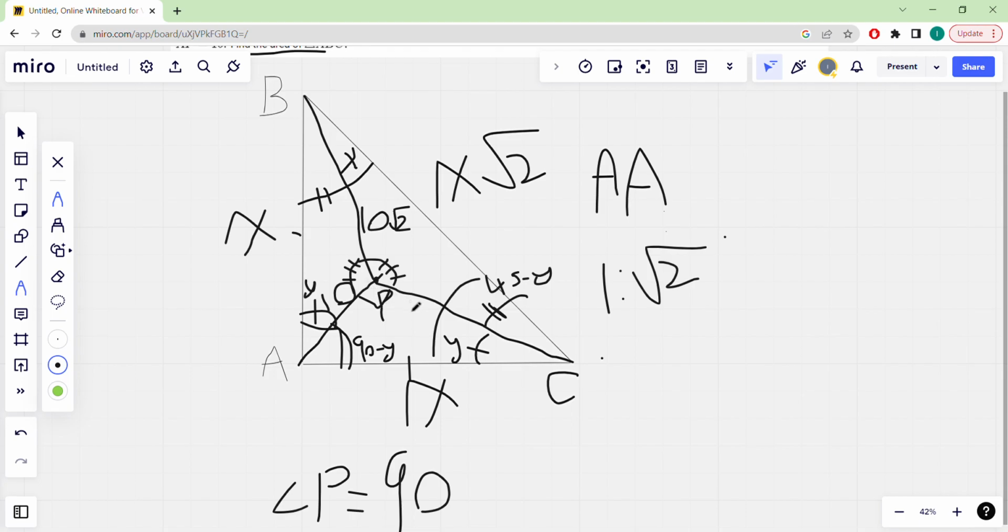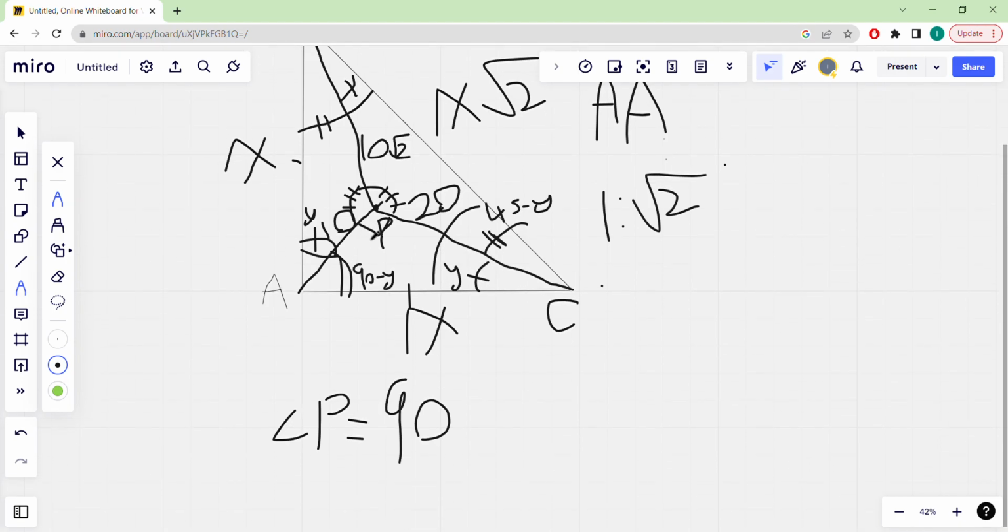Further, we want to find PC. We know that this is 10 square root 2, and it corresponds to this angle of this triangle, and PC corresponds to the same angle for a different triangle. So PC is going to be square root 2 times the 10 square root 2, so it's just going to be 20.